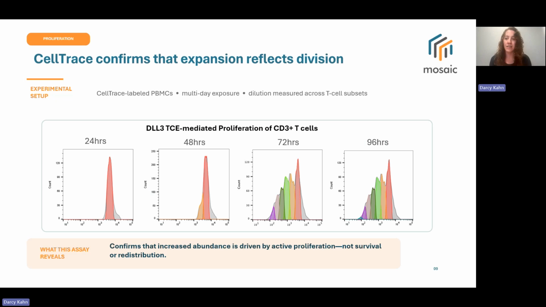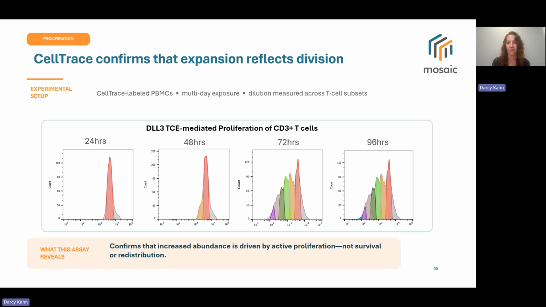So this next data set is looking at proliferation. This is, I guess, a companion to expansion, but it's asking a slightly different question. What we're looking at here is the increase in cell numbers actually coming from division, and distinguishing that between something else like preferential survival or redistribution of existing cells.